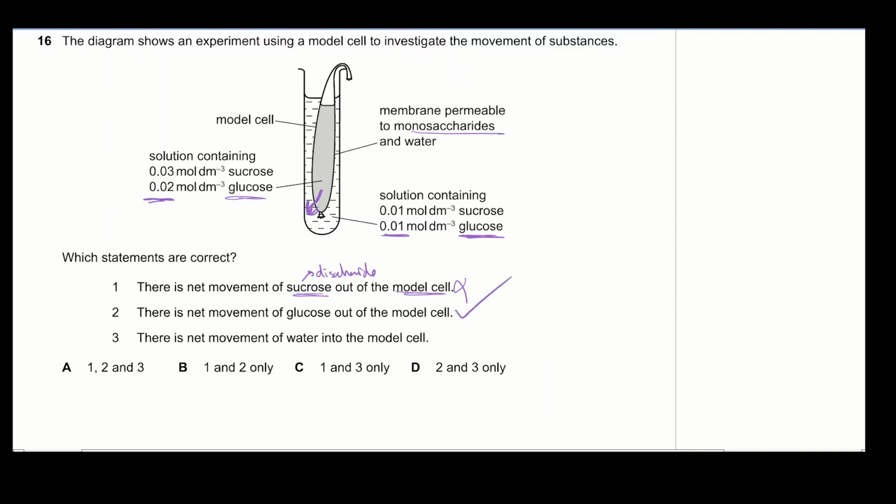3. There's a net movement of water into the model cell. This is correct because inside the cell, we have a higher concentration of sucrose and glucose. So this means that there's a lower water potential, and outside, there's a higher water potential. So water goes into the model cell by osmosis, down the water potential gradient. So the answer is going to be D.